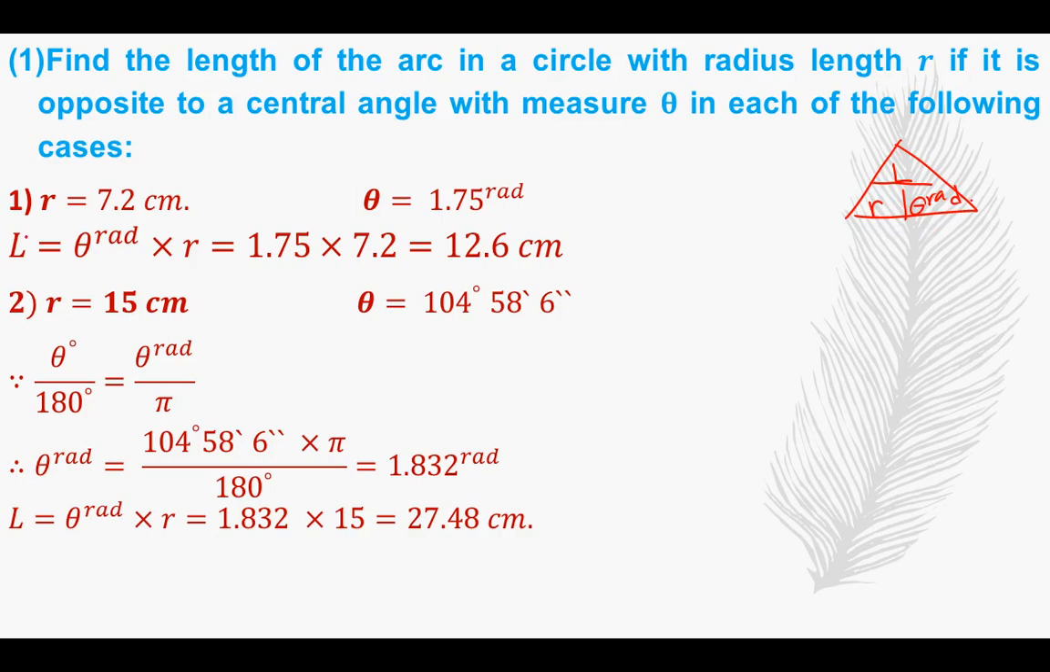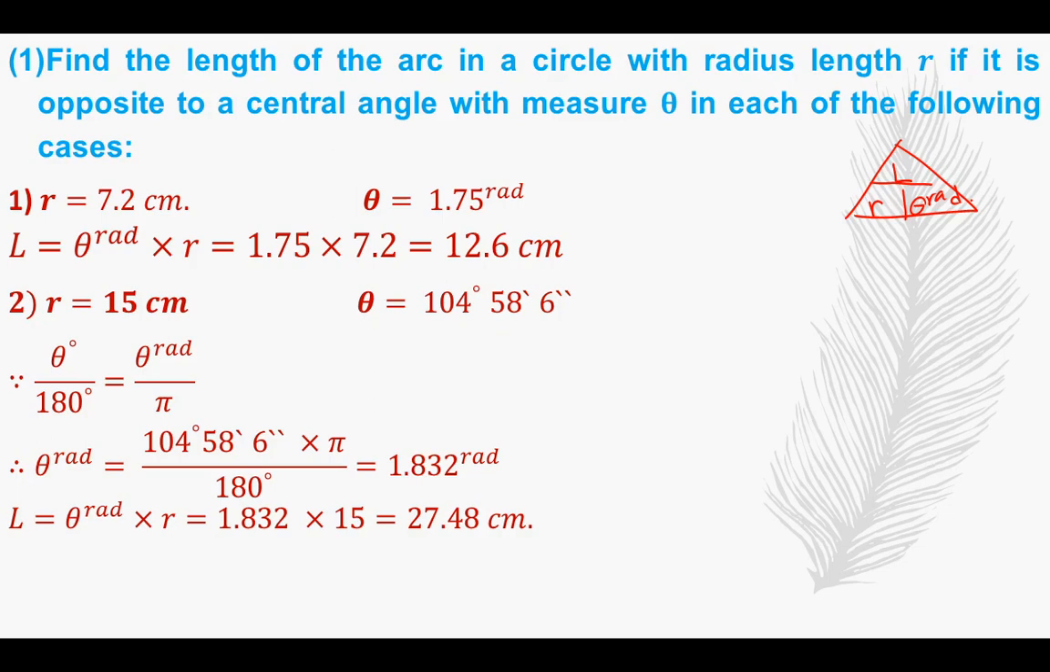So the first example is very easy. You have r 7.2, theta radian equal 1.75 radian. To find the length of the arc, multiply theta radian by r. So it will be 1.75 multiplied by 7.2. The answer will be 12.6 centimeters. So the length of the arc is 12.6 centimeters. The second one, r equals 15 centimeters and theta equals 104 degrees, 58 minutes and 6 seconds.